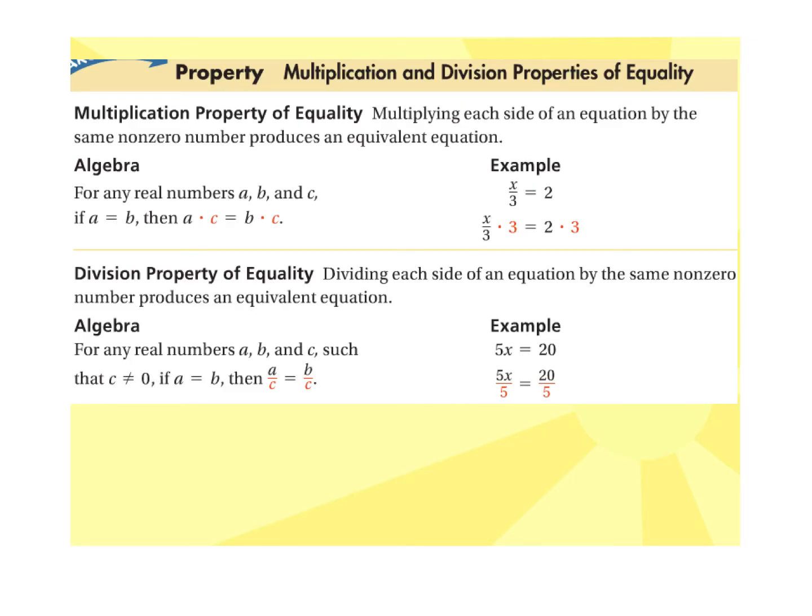Let's take a look at the last two properties for today, which are going to be the multiplication and division properties of equality. Very similar to our properties in addition and subtraction. All this page is telling me is that if you multiply something to one side of the equation, you need to multiply it to the other side. If you divide something on one side, we need to divide it on the other side. Remember our golden rule: what you do to one side, you must do to the other side.